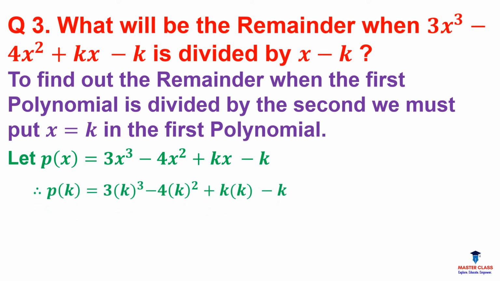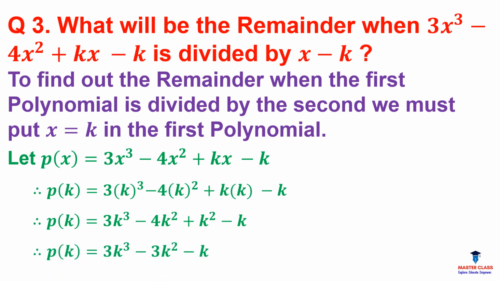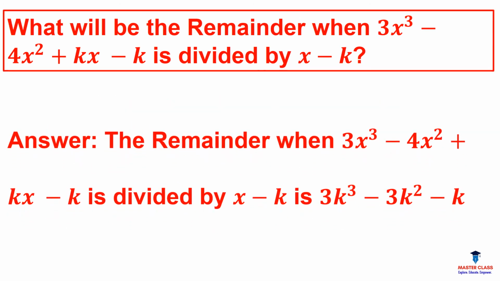Therefore, p of k is equal to 3 into k cubed minus 4 into k squared plus k into k and minus k. Therefore, p of k is equal to 3k cubed minus 4k squared plus k squared minus k. Or p of k is equal to 3k cubed minus 3k squared minus k. Therefore, the remainder that will be obtained when 3x cubed minus 4x squared plus kx minus k is divided by x minus k is given by 3k cubed minus 3k squared minus k.